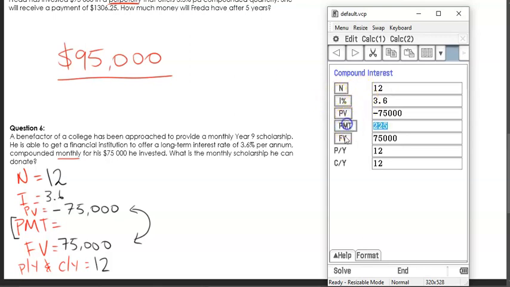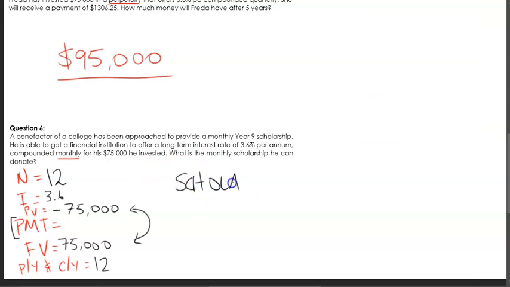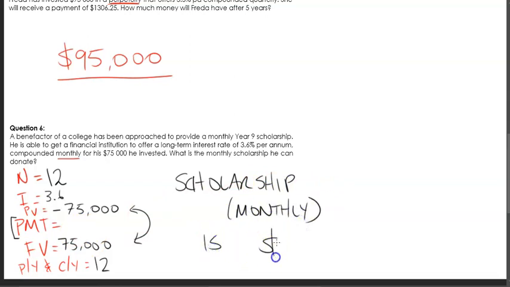So when we get our amounts, this ends up being $225. Now I did say that it was at the end of the year, but because it's compounded monthly, this is the monthly scholarship they can donate. So the monthly scholarship is going to be $225. And this is the locked amount that you can take out based on the interest that the bank gives to you at 3.6.